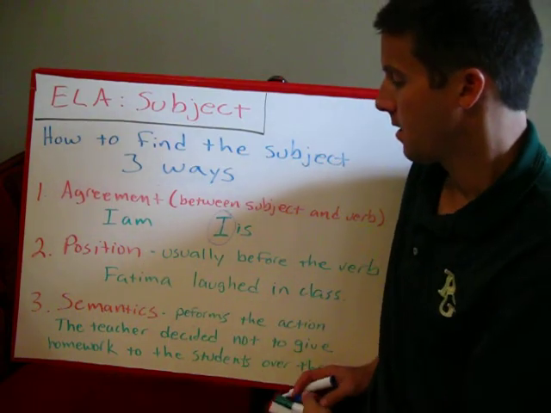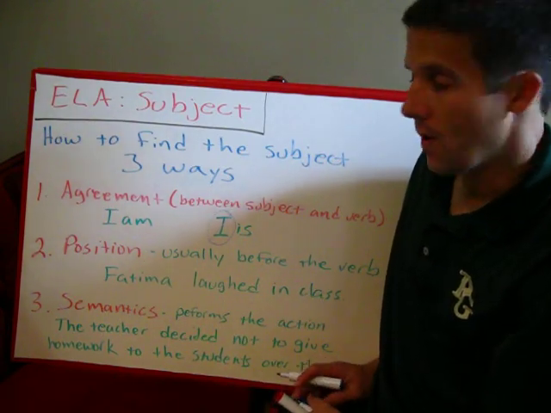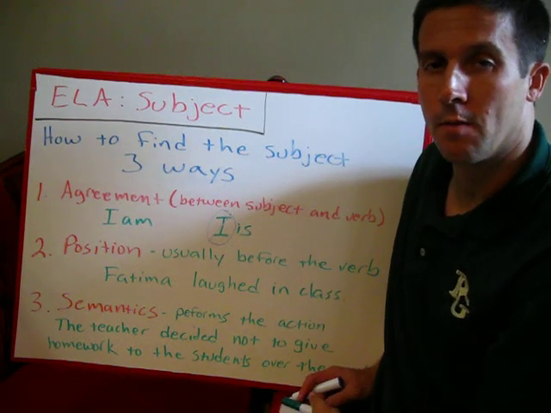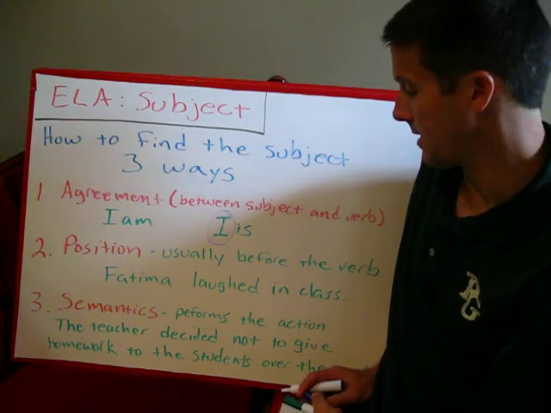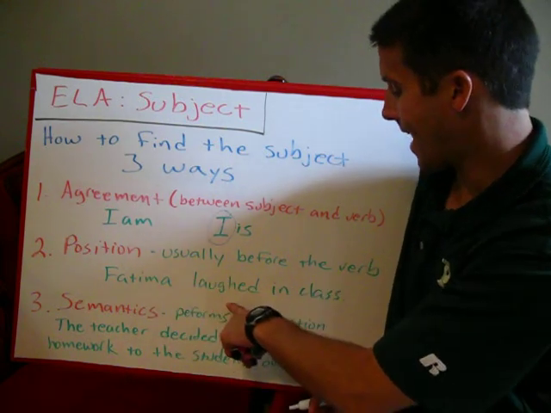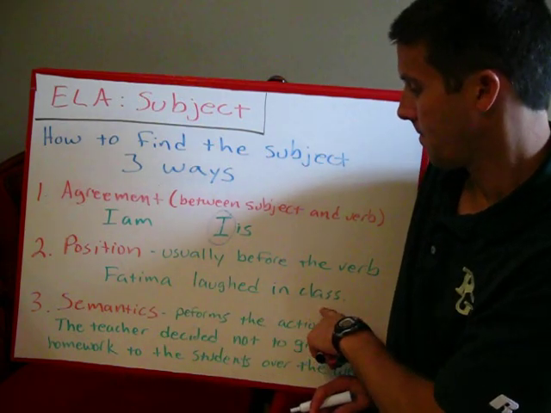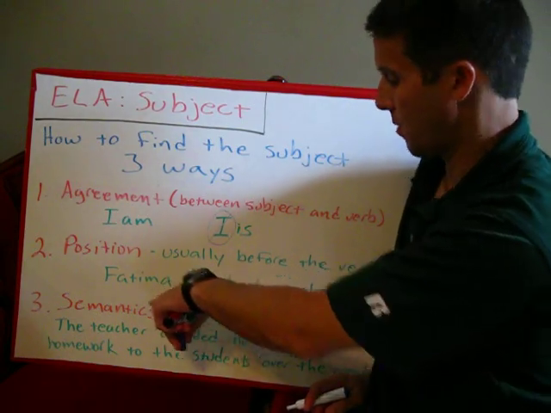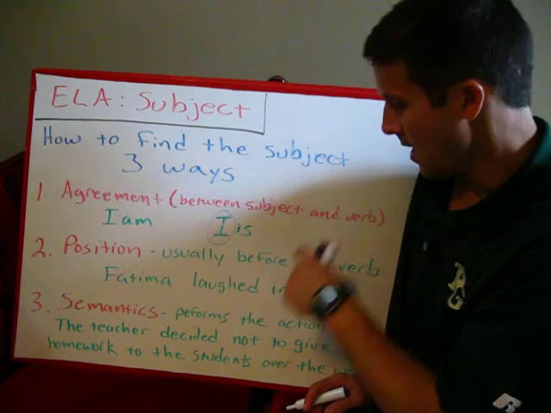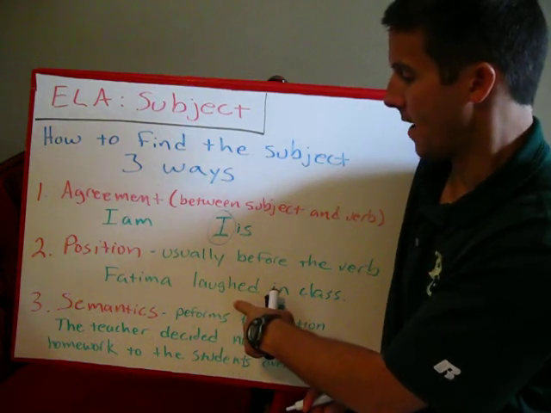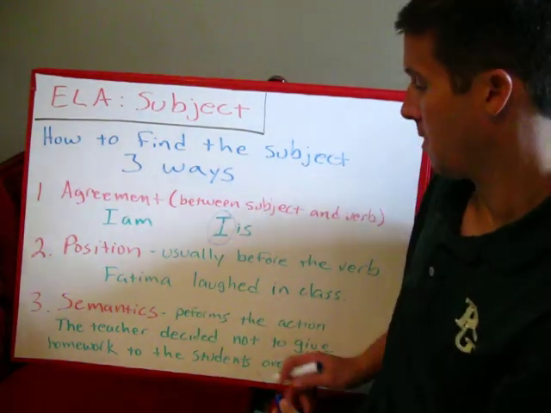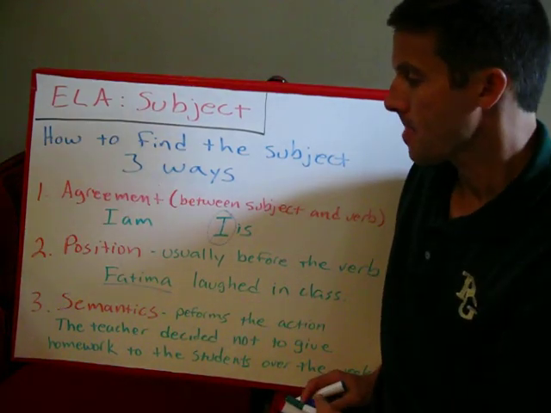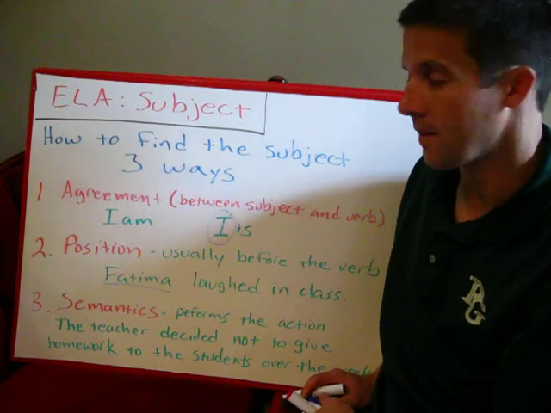The position. Usually, not always, but usually before the verb. You can find the subject before the verb. Let's look at this example. Fatima laughed in class. So we have two nouns, class and Fatima. This is a person and that's a place. And this is the verb, laughed. So we usually find the subject before the verb. And that's how we can find subjects. That's one way to find subjects.